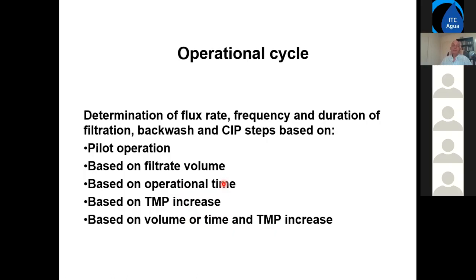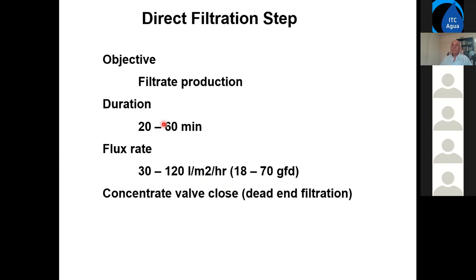Now, if before 30 minutes we reach the maximum pressure which we set up, the maximum feed pressure to produce the required quality of filtrate, then we have to adjust the whole system. We have to find out why the filtration cycle is shorter than design, because the system capacity is designed based on the filtration cycle. Membrane filtration, like media filters in a row, operates at constant flux rate, so we have a constant production of filtrate. The duration for the filtrate is 20 to 60 minutes, and the flux rate could be anywhere from 30 to 120 LMH with the concentrate valve closed.